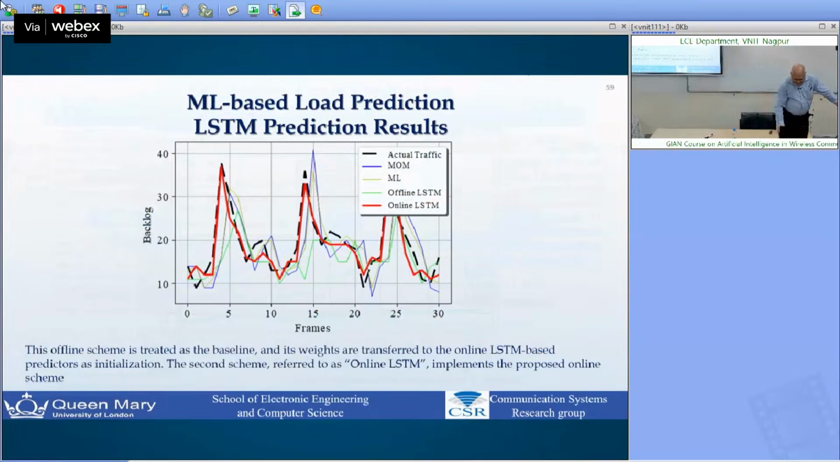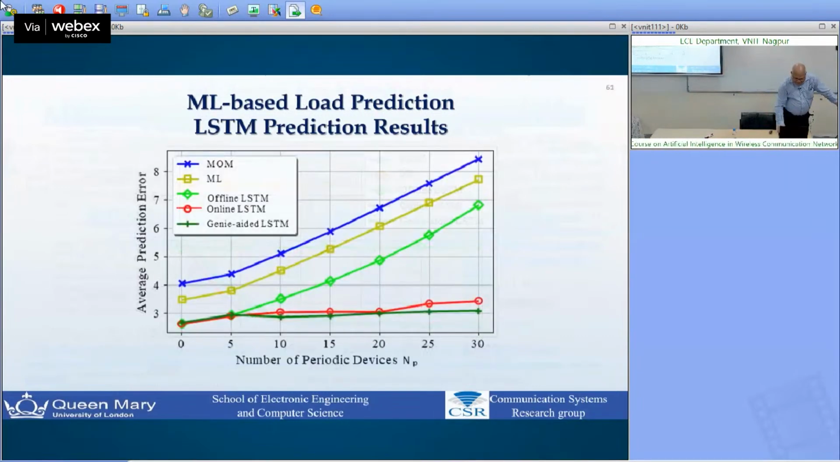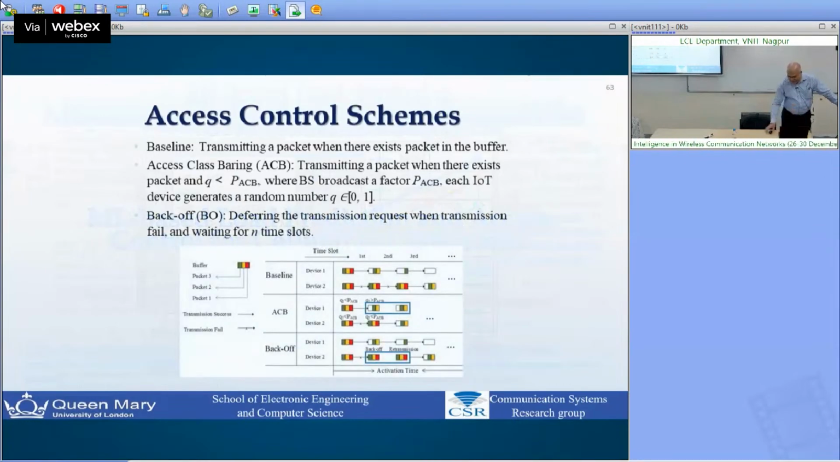Okay, so in this work we did the load predictor. Now we are going to see the access control schemes. One access control scheme is the baseline, which means when there is a packet in the device buffer, it sends. So there is no access control. That is the baseline, but it is not practical. Practically, we are going to have three schemes. One is ACB, which means the base station is going to broadcast the ACB factor.